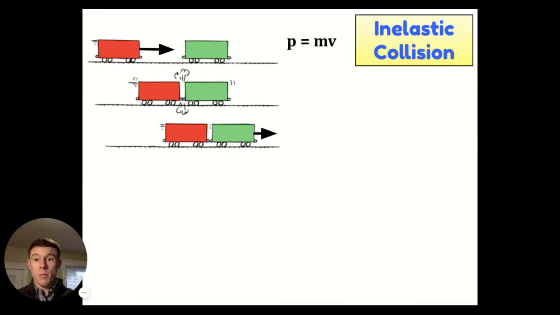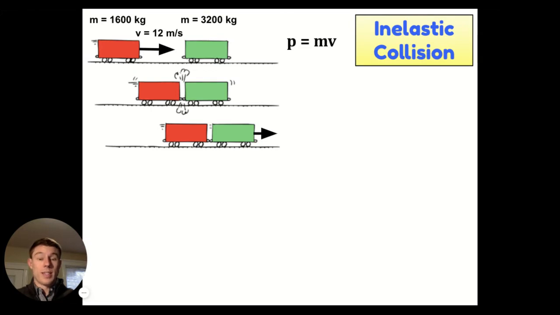So here in this first problem, we have a red cart that's moving with some velocity towards a green cart, which is staying stationary. The mass of the cart on the left is 1,600 kilograms. The velocity of the cart as it moves toward the green cart is 12 meters per second, and the mass of the green cart is 3,200 kilograms.